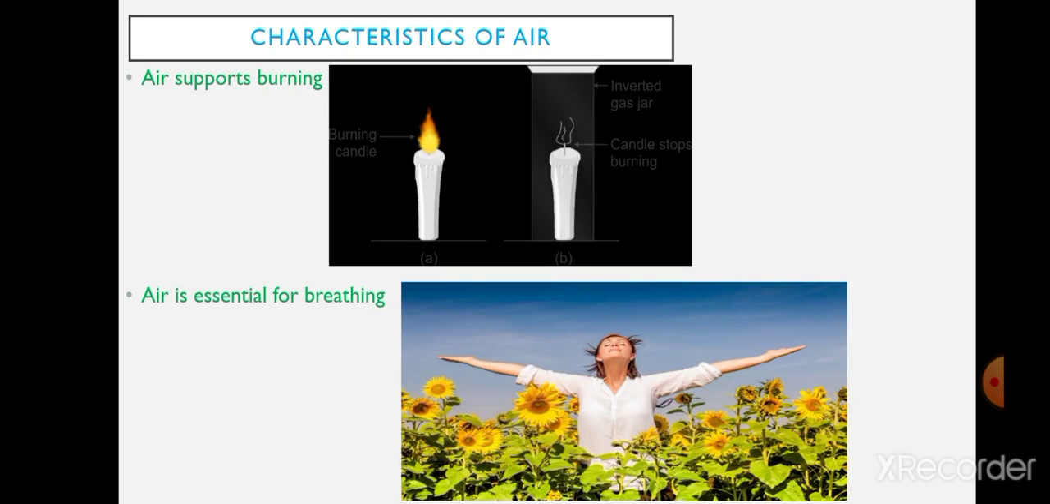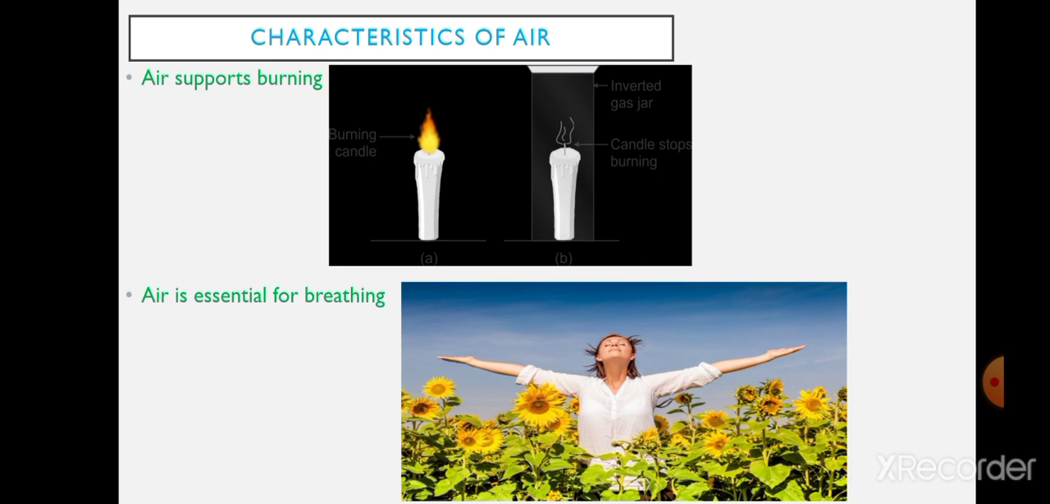Air supports burning. When you light a candle using a matchstick, it will be burning, but once you take a glass and cover the burning candle with it, what happens? After a few seconds, the candle will go off. It will not burn anymore. Why? Because air is needed for burning. Without air it cannot burn. So air supports burning.